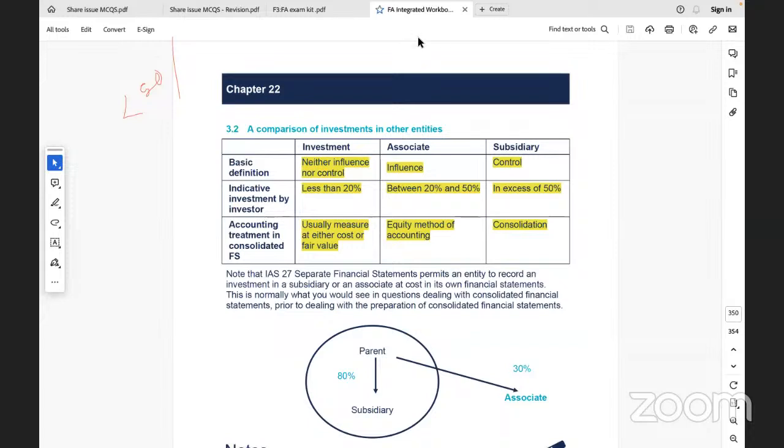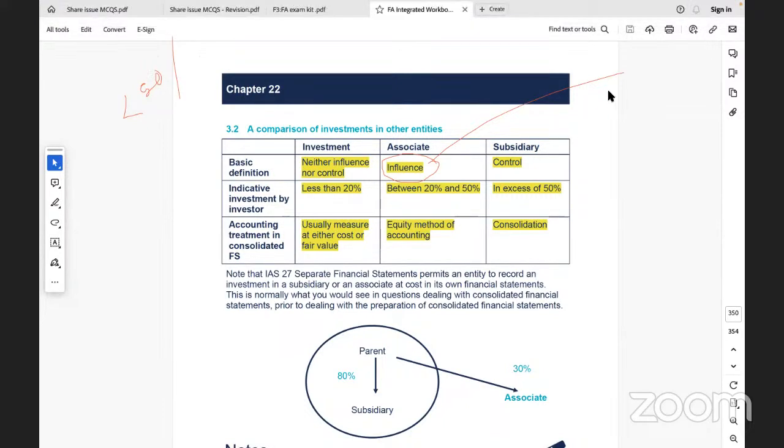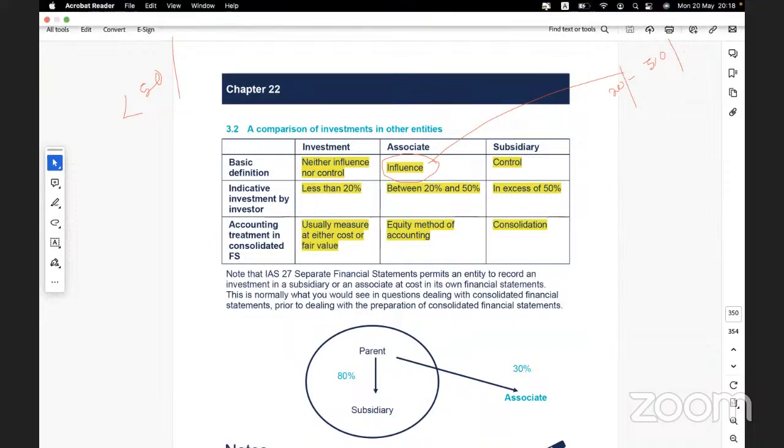An associate, on the other hand, is a company over which we have influence. Having influence means the ownership percentage is between 20 and 50%. So when you buy a company between 20% and 50%, such a company is what we call an associate.